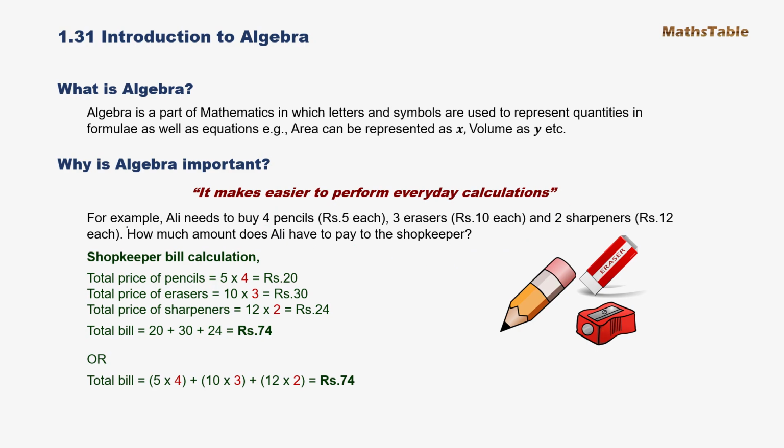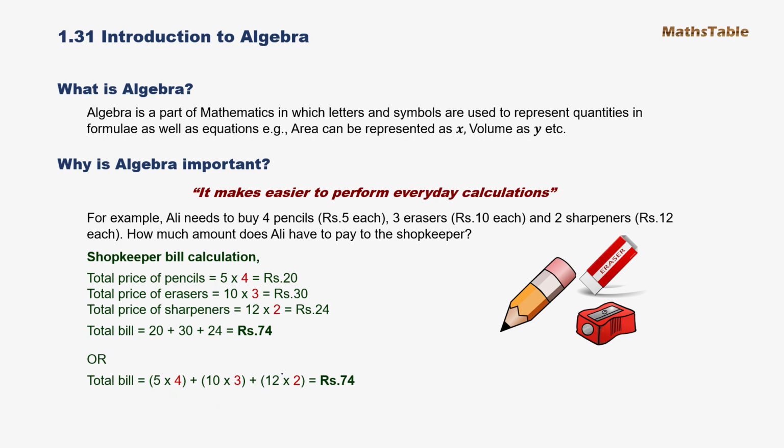Now, for example, after Ali, some other customer visits the shop and he also needs to buy these three items. But will they always buy four pencils, three erasers, and two sharpeners? That's not always the case. If some other customer comes, he may buy three pencils, two erasers, or three sharpeners, or even no sharpener. But these values 5, 10, and 12 are the price of one of each item. Like the price of one pencil is 5, and so on.